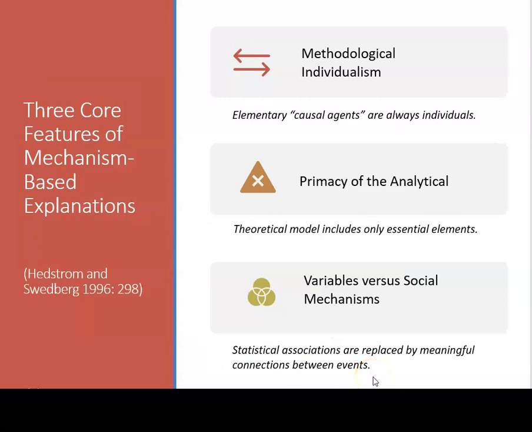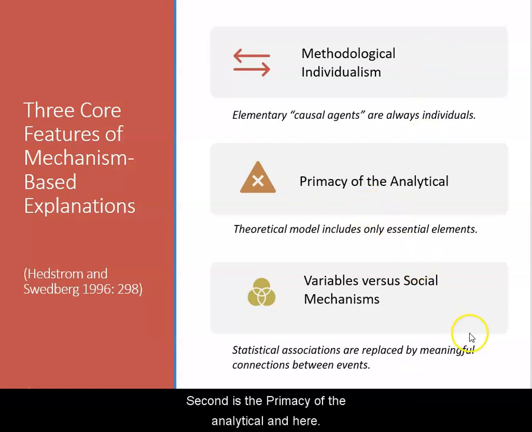There are three core features of mechanism-based explanations. The first, methodological individualism, and that is that elementary causal agents are always individuals, individuals engaged in purposeful action. Many of you may have seen already some of my comments on the discussion where an abstract entity at an aggregate level is followed by an active verb. The causal agent, or the agent capable of action, is always at the individual level. And so there are many ways of talking about the phenomena of having an abstract entity followed by a verb: misplaced concreteness, anthropomorphizing society, or anthropomorphizing this abstract entity.